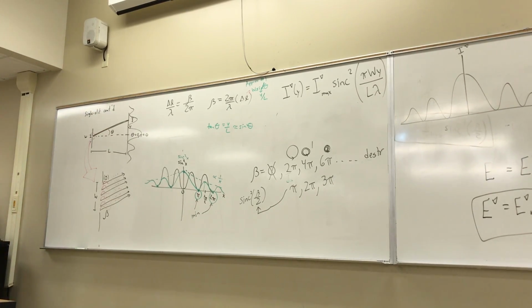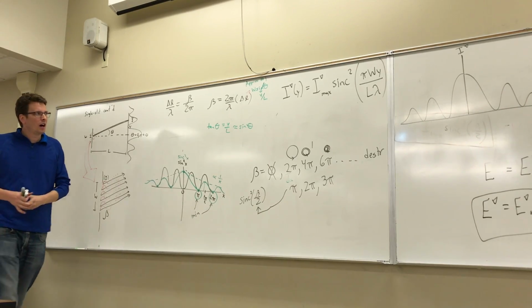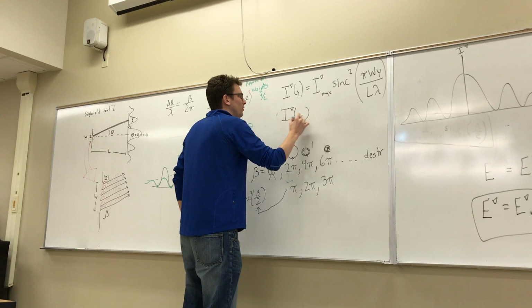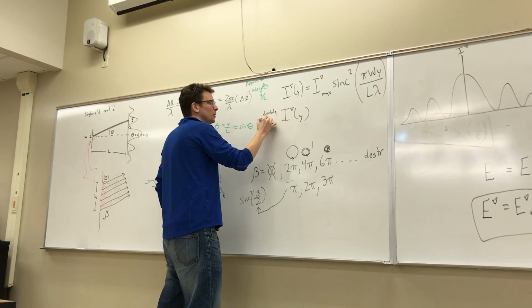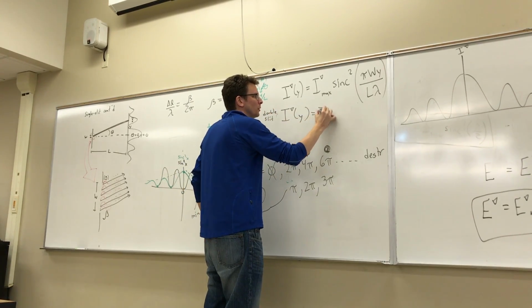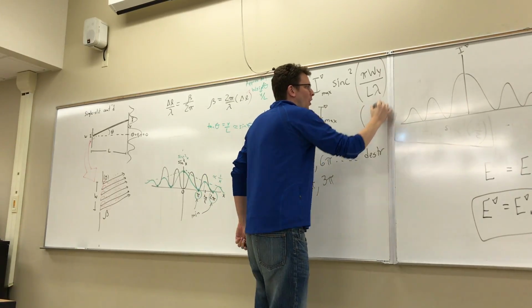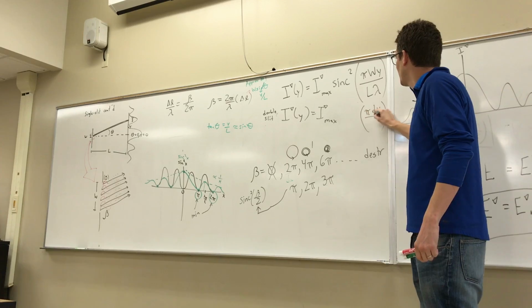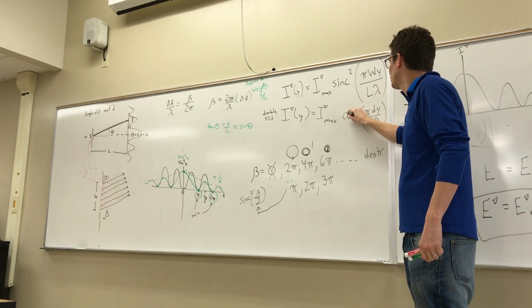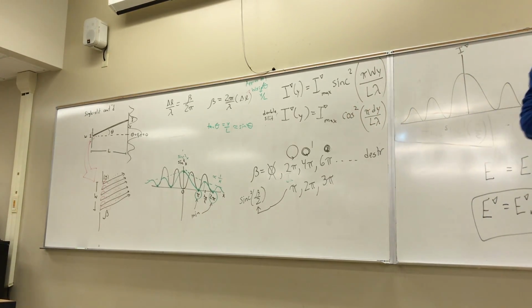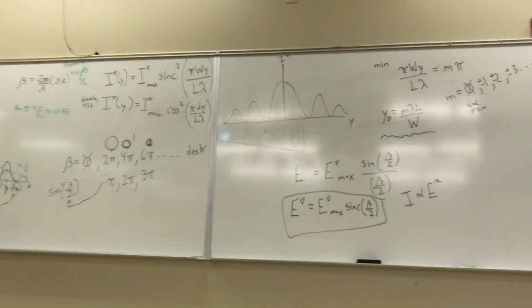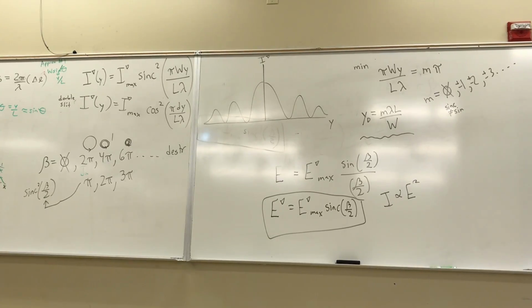That shouldn't be a huge surprise because, let me write down for comparison, I prime of y, this is for the double slit. The argument was very similar, pi d y over L lambda, but this was a cosine squared function, not a sinc squared. So it's no wonder that when one has a destructive, the other one has a constructive, because sine and cosine are offset like that. Does that make sense?